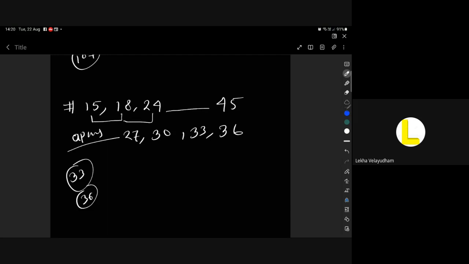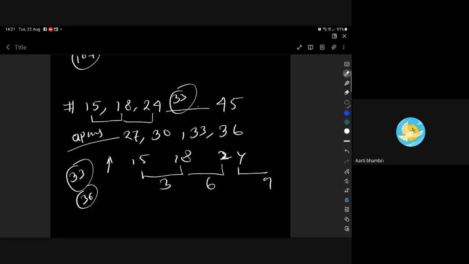So this is 15, 18, then 24. It is an increasing trend, right? So 15 to 18, how much? 3. Difference is 3. Then 6. Then if this is 24, if we consider another 3, it will be 9. So 24 plus 9, 33. From 33 it will be 9 plus 3, 12. So matching. So 3, 6, 9, then 12.